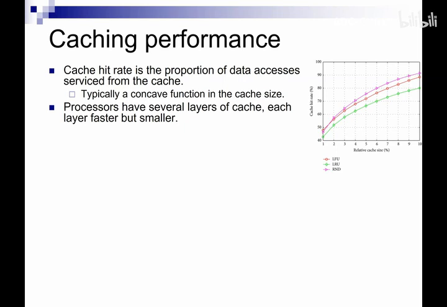Now, also the processors have several layers of caches, right? The L1, L2, L3, and so on. So each layer, the smaller layers, the ones that have less storage, are going to be faster. So the L1s are faster than the L2s, which are faster than the L3s.